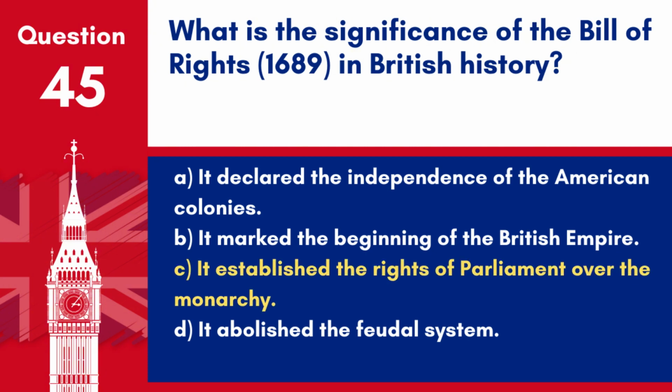Answer C. It established the rights of Parliament over the monarchy. The Bill of Rights, 1689, is significant in British history because it established the rights of Parliament over the monarchy.